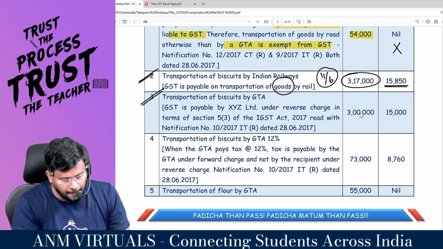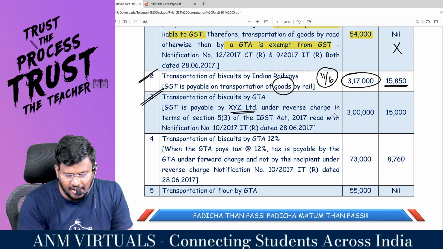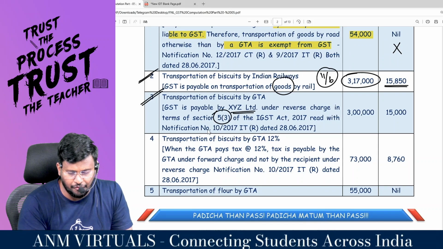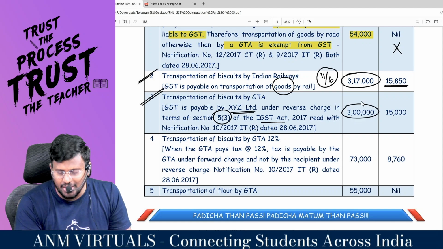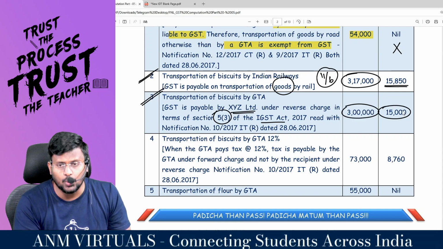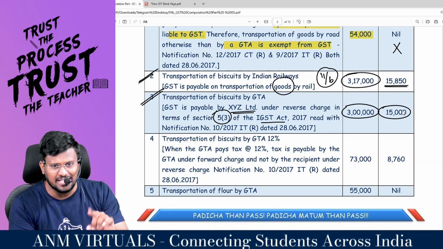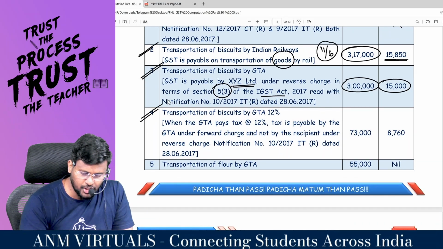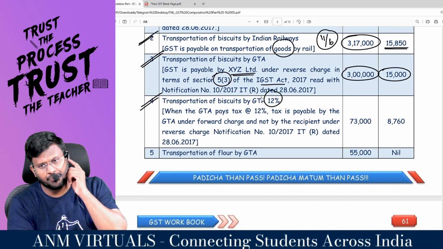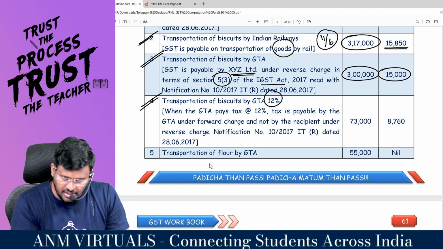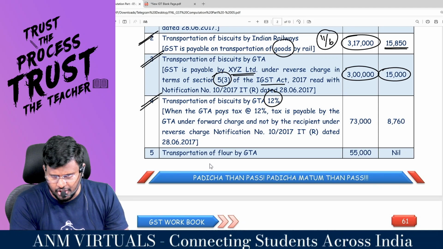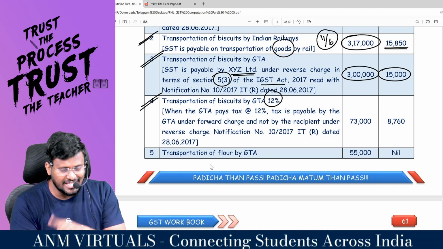Transportation of biscuits by GTA: GST is payable by XYZ Limited under what charge? Reverse charge, in terms of section 5(3) of the IGST Act, because it is an interstate supply, read with notification number 10/2017. So for this 3 lakh, my dear lovable students, 15,000 we should pay from our pocket as RCM. Are you comfortable? Transportation of biscuits by GTA at how many percent? 12%, since they are collecting 6% CGST and 6% SGST, that is totally 12%. If they decided to travel through the FCM, the GTA would have taken registration and the GTA would have raised the invoice.